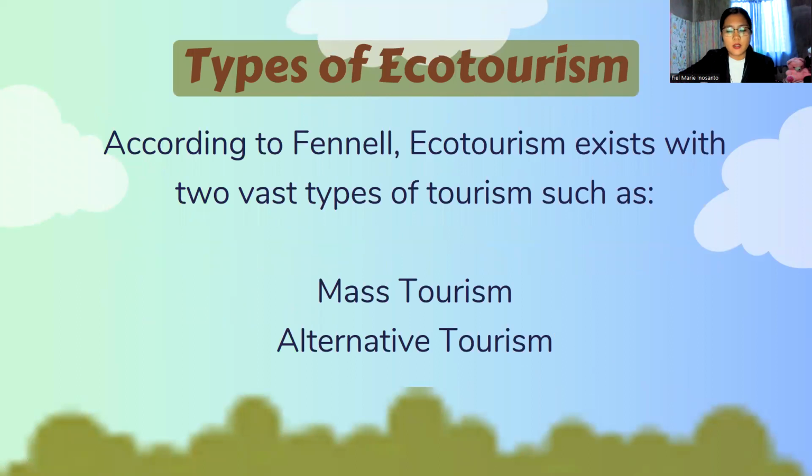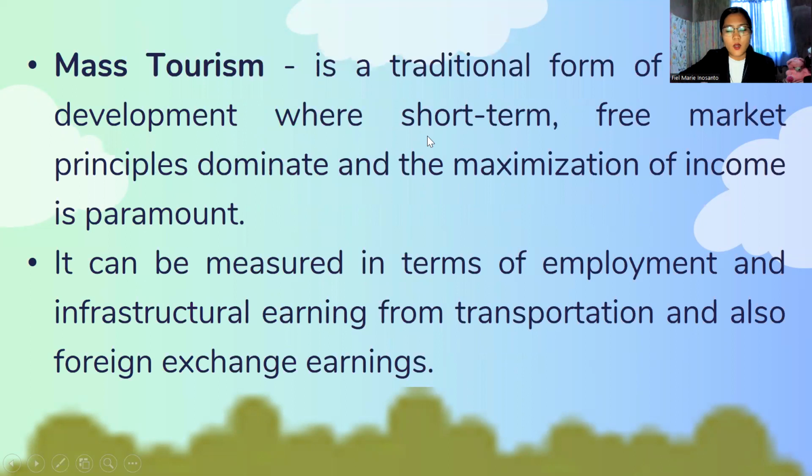So now let's proceed to the types of ecotourism. So according to Fiel, ecotourism exists with two vast types of tourism such as mass tourism and alternative tourism. So when we say mass tourism, it is a traditional form of tourism development where short-term free market principles dominate and the maximization of income is paramount. It can be measured in terms of employment and infrastructural earning from transportation and also foreign exchange earnings.